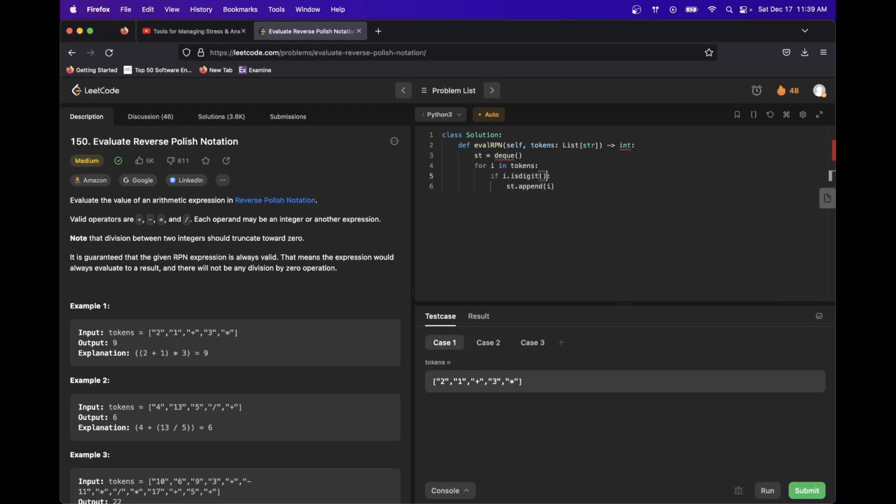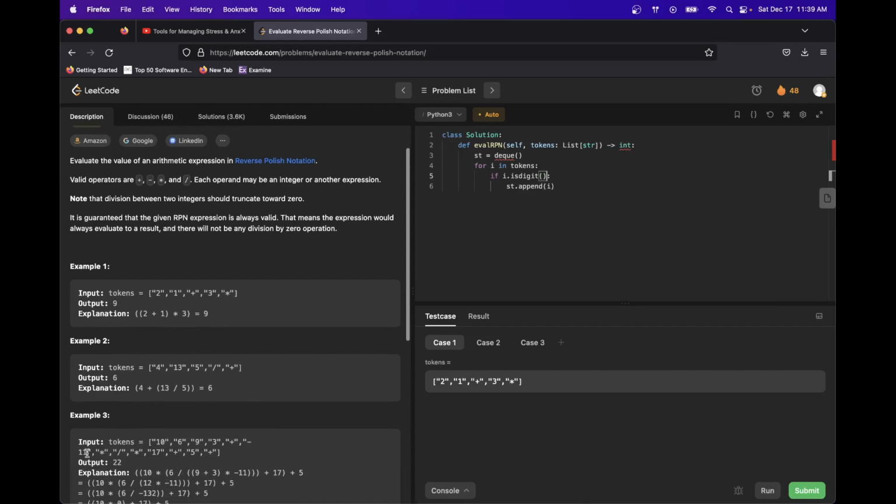And we also have to account for negative numbers. Like here, negative 11, if we said if i dot is digit, it would say, no, this must be an operator, but it's not, it's negative 11. So how do we get around that? Because minus is also a character we use for the operator. It's actually pretty simple. We just say if i dot is digit or length of i is greater than 1, because we know that all the operators plus, minus, times, over have a length of 1. So then append it, and that's all we have to do there. And we can even just say continue here, so we don't really need an else statement.